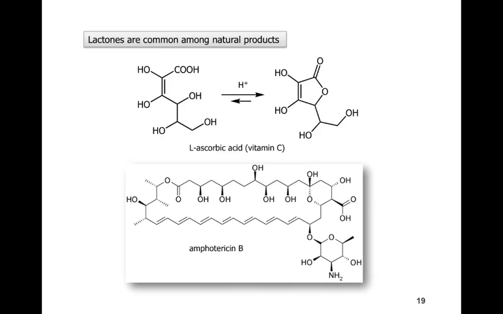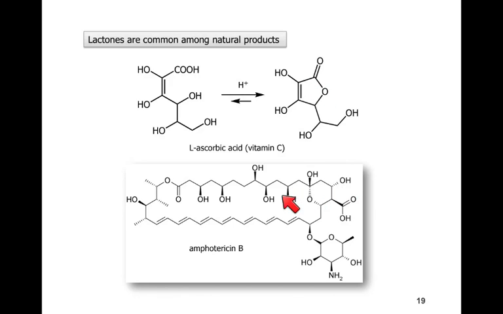There are lots of cyclic esters, lactones, found in nature. Vitamin C exists essentially as an equilibrium between these two structures. This is the open chain form of ascorbic acid, better known as vitamin C. This is the closed chain form of it. There are chiral centers in ascorbic acid. I've kind of ignored those right now. There are 2 chiral centers here in the structure. Under physiological conditions, it largely exists in the lactone.